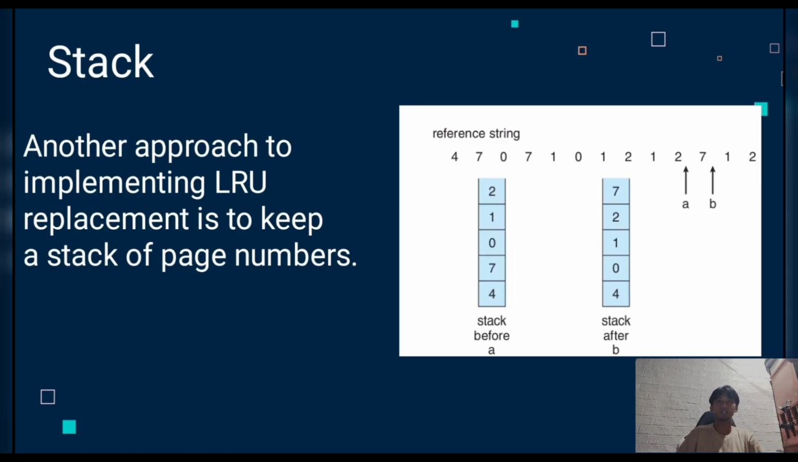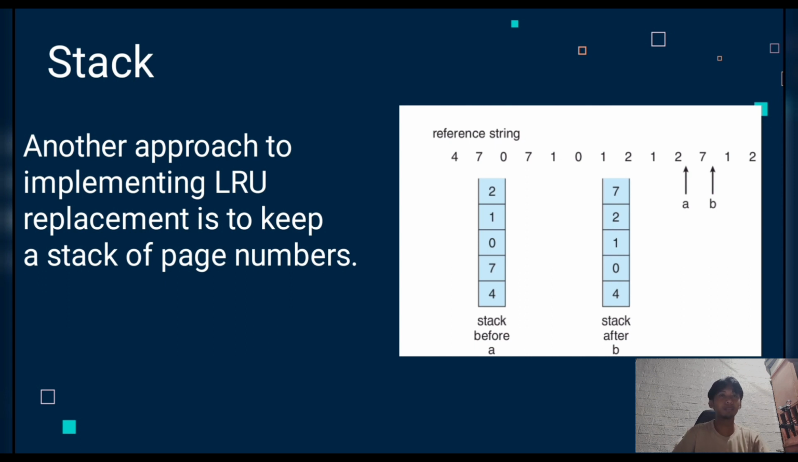So next is the stack. Another approach to implementing LRU replacement is to keep a stack of page numbers. As you can see in the figure, whenever a page is referenced, it is removed from the stack and put on the top. In this way, the most recently used page is always at the top of the stack, and the least recently used page is always at the bottom of the stack.